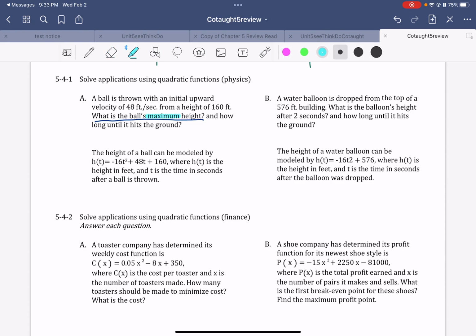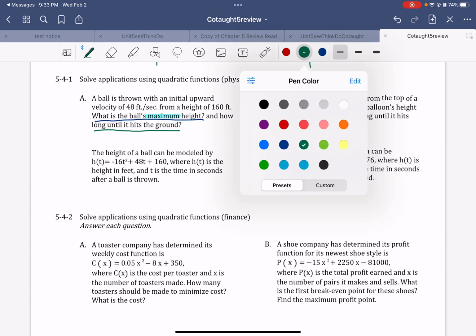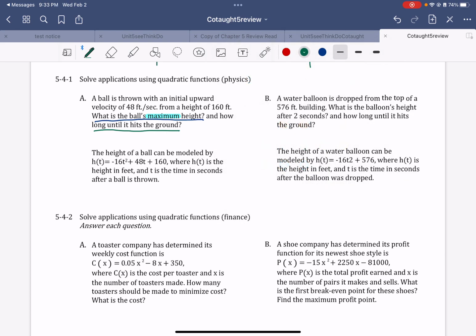And how long until it hits the ground? Well, there's another question. How long until it hits the ground? And hitting the ground is another key, another clue. All right, and then they give us the equation.